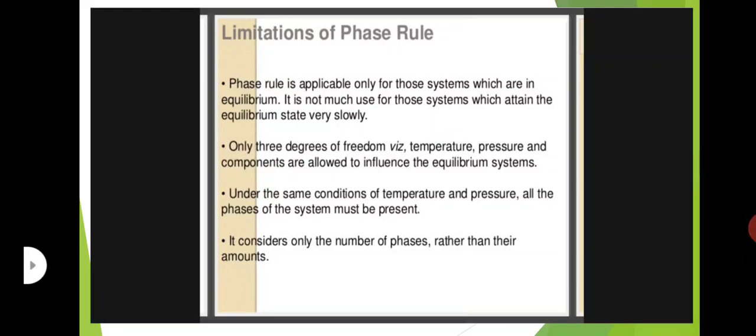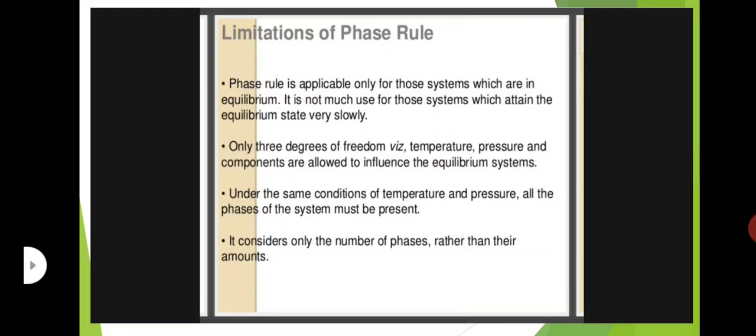Some reactions gain the equilibrium state after some time, meaning they slowly attain equilibrium, but the phase rule is not applicable to such types of reactions. The phase rule is applicable only for equilibrium systems.